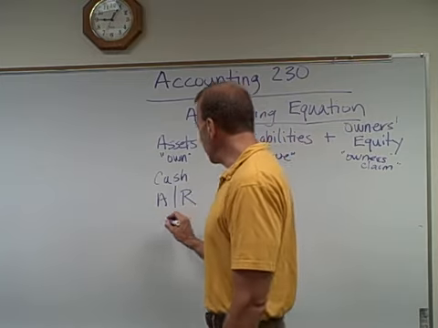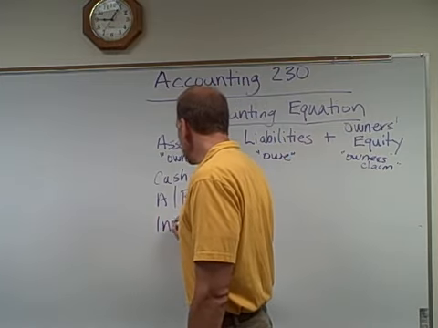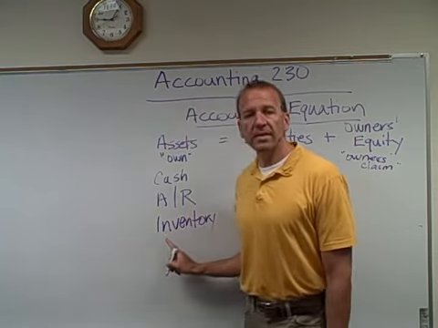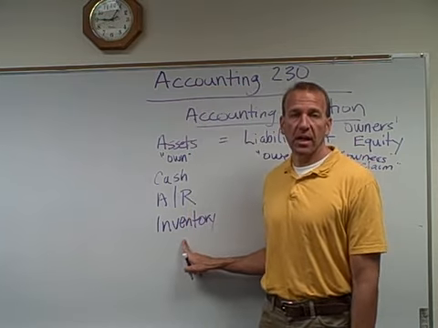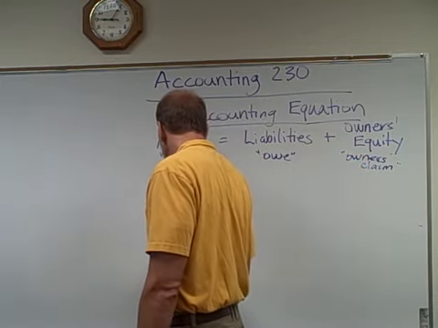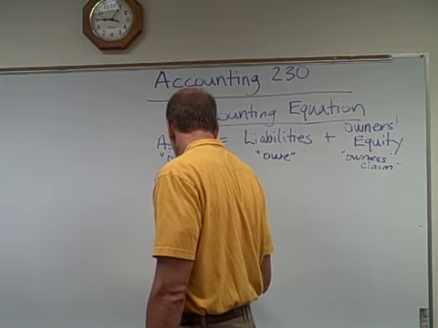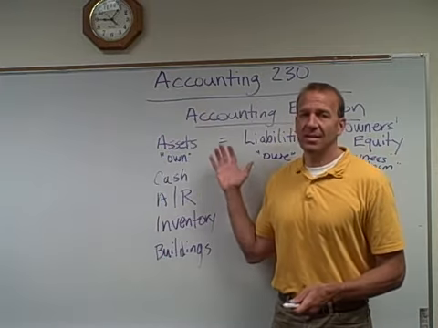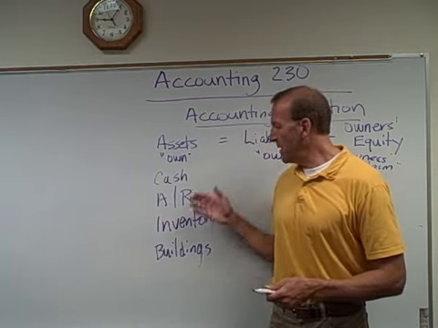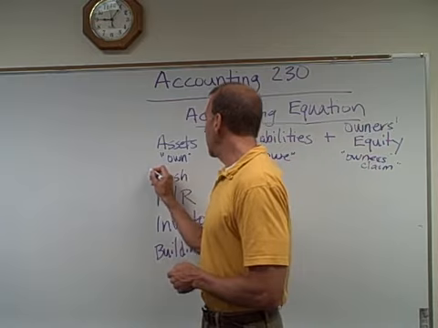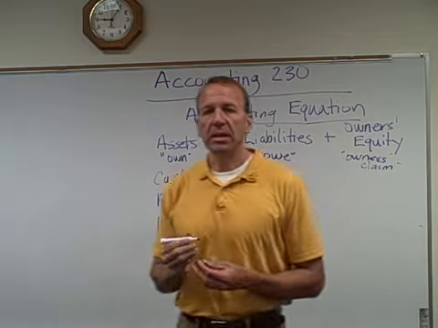Another one is inventory. Inventory is definitely an asset. It's things that we own that we're trying to sell, okay? And buildings. Buildings are another common asset. There's all sorts of assets, hundreds and hundreds of assets, but these are some very common assets that we own, okay? So now let's move on to liabilities.